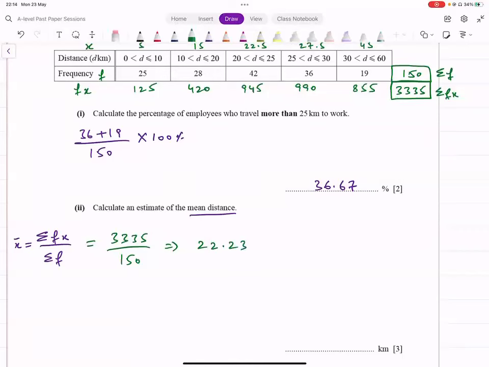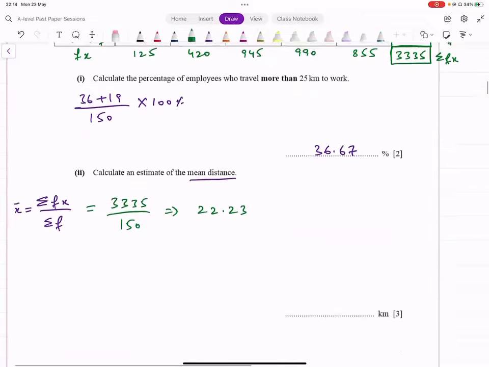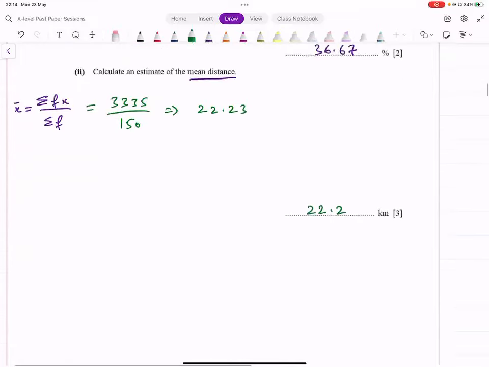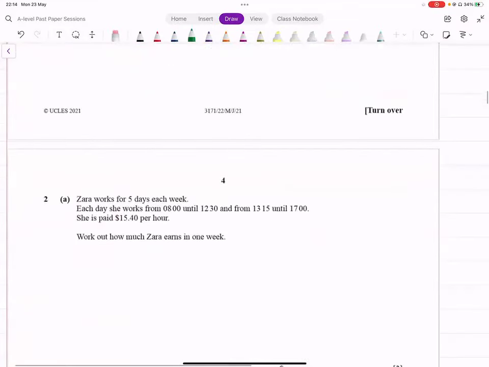If you want to round it off to 3 significant figures, that's going to be okay. You can do that, or you can just leave it like this, and that's also fine. ये आपके पास आ जाएगा 22.2 kilometers. That is the mean distance. ठीक है, let's move on. That was question number 1. Let's move on to question number 2 now.